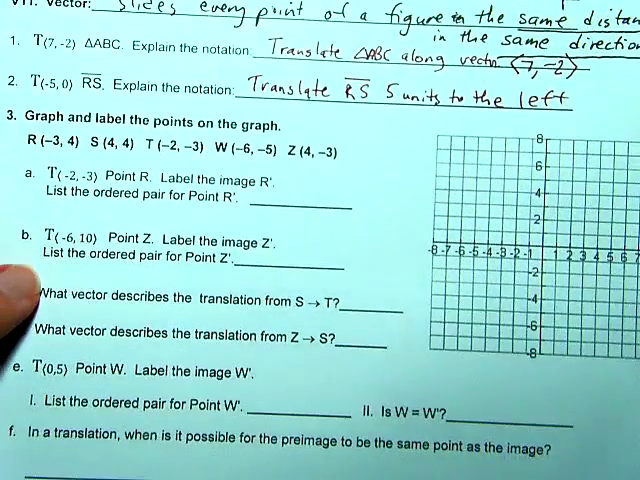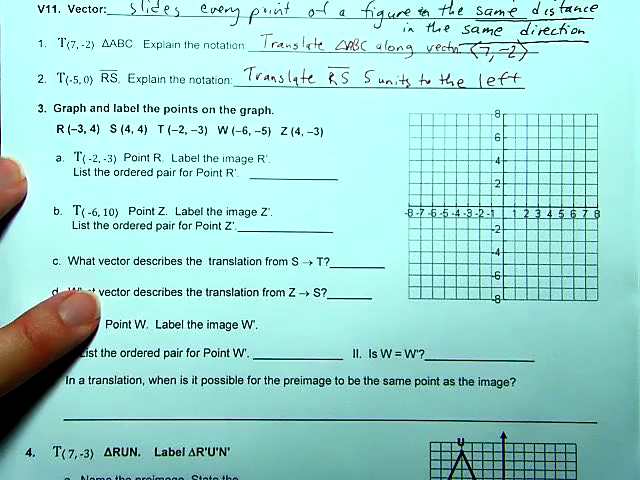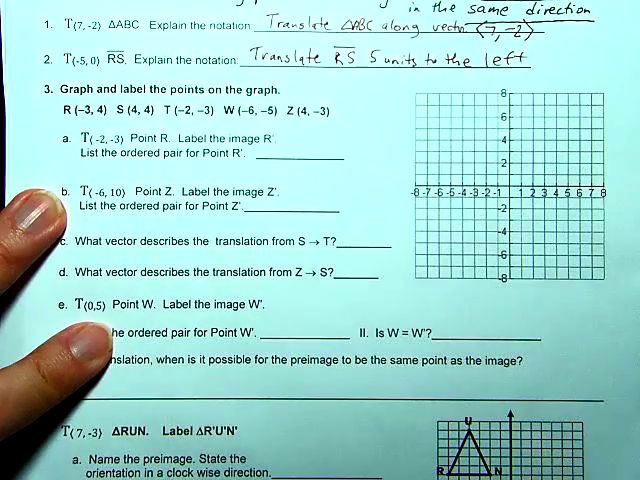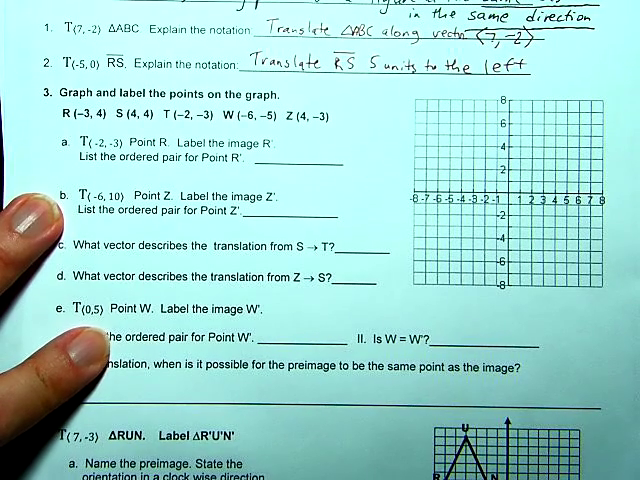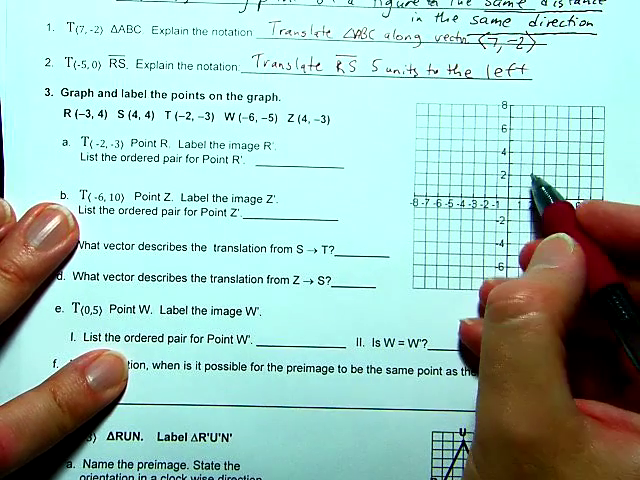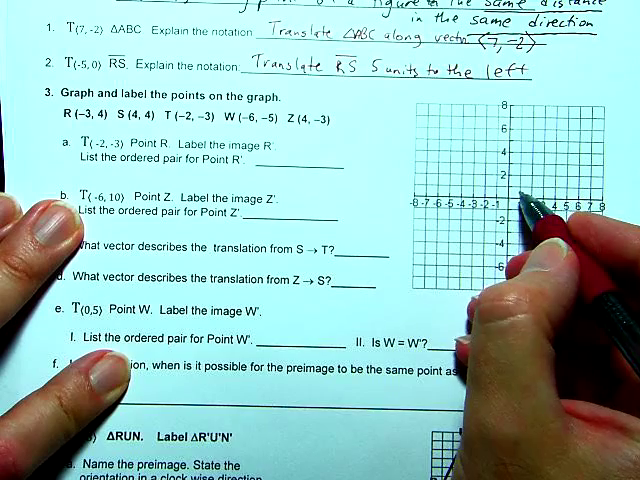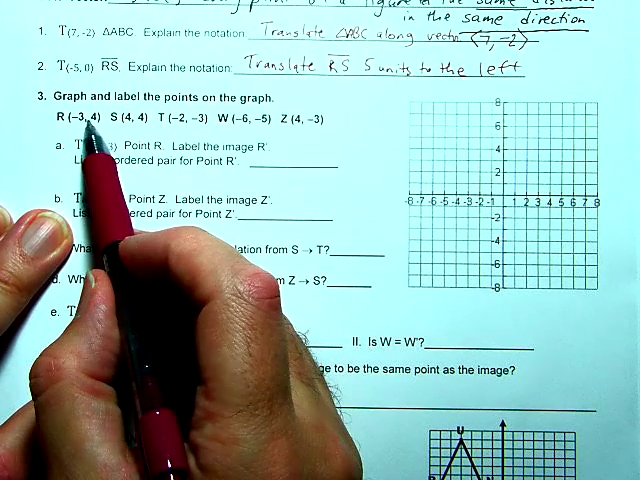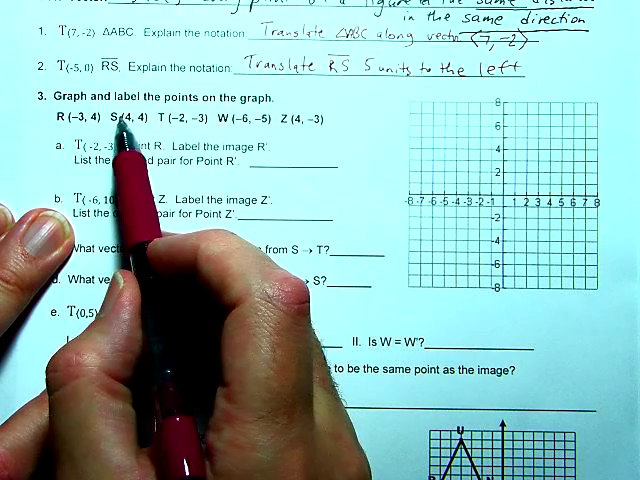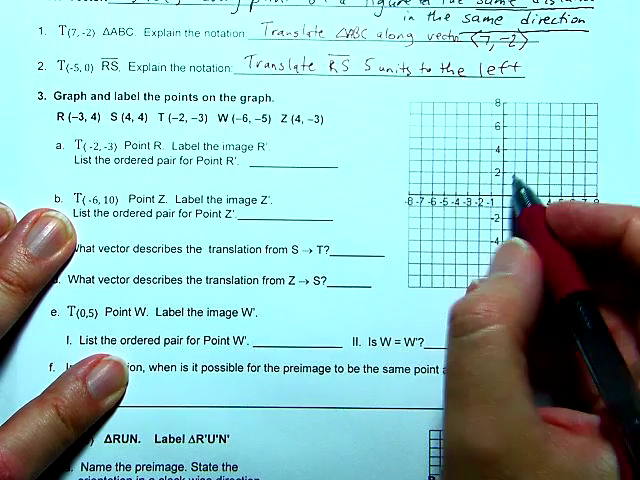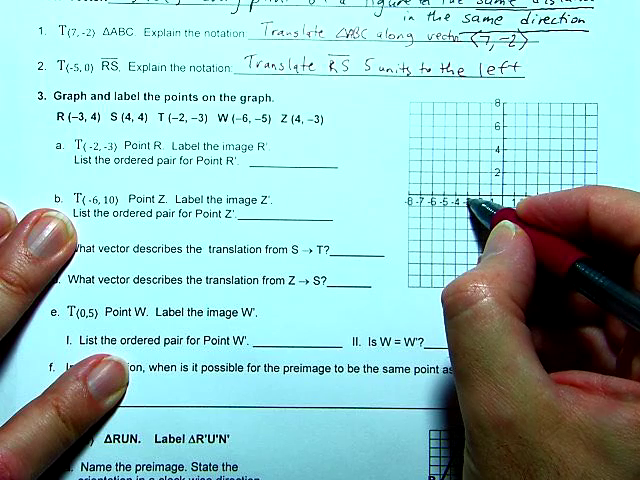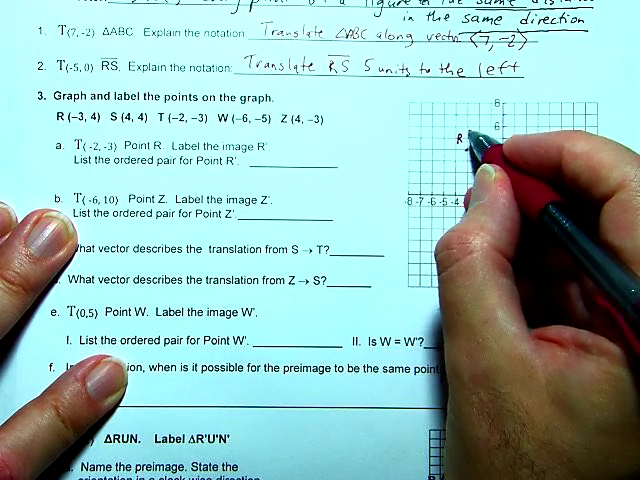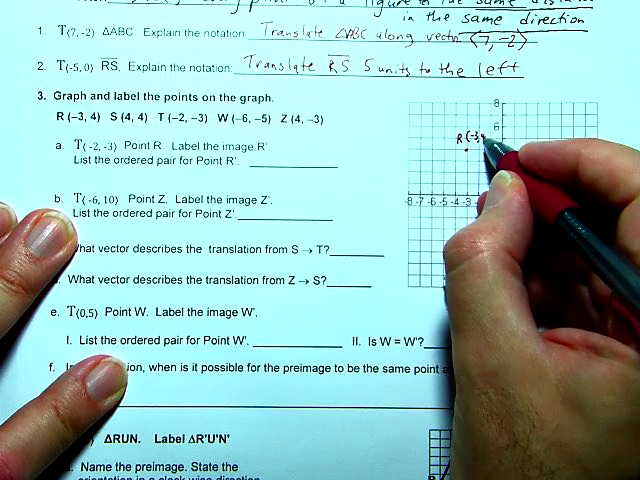Okay, let's move on to question 3. We're going to use this notation a little bit more now. So we're being told to graph and label points on the graph. So let's go ahead and do R is negative 3 comma 4. So notice these are the round brackets. We're not talking about vectors now. We're talking about points, also because we're dealing with a capital letter. So negative 3, 1, 2, 3, and then 4, 1, 2, 3, 4. This would be point R at negative 3 comma 4.